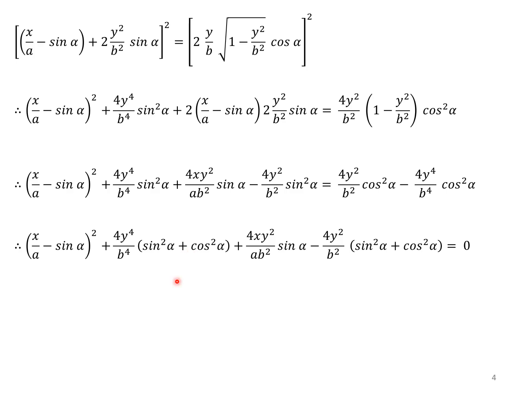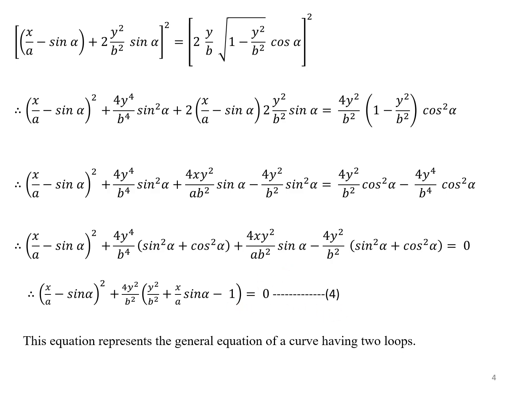Then each bracket is equal to 1. We get equation 4: (x/a - sin α)² + 4y²/b² (y²/b² + (x/a) sin α - 1) = 0. This equation represents the general equation of a curve having two loops.